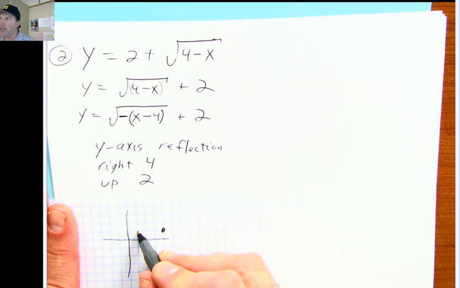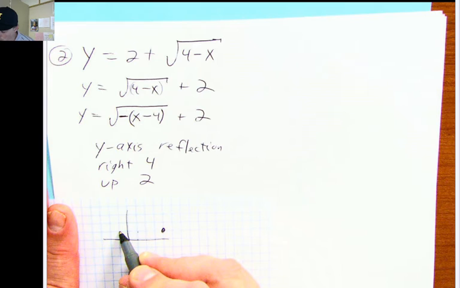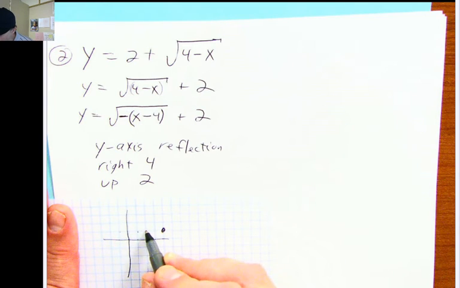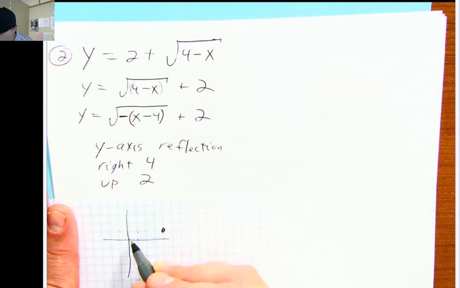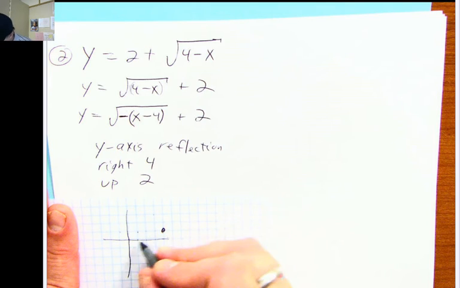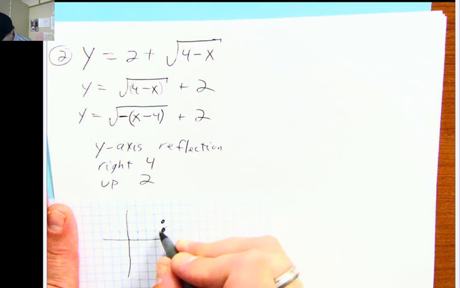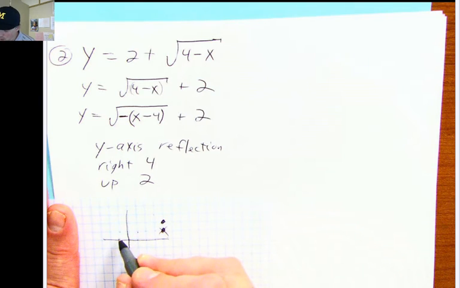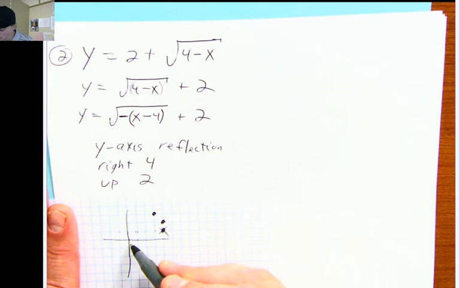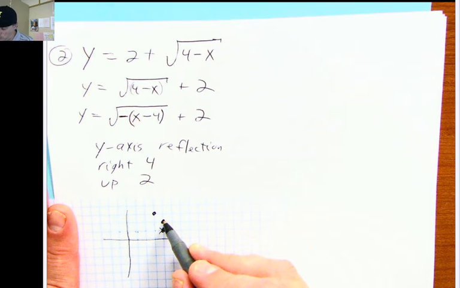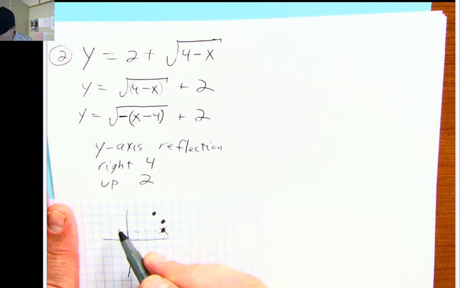1, 1, a y-axis reflection would put it over here, and then you go right 4, up 2. Oh, over here I want right 4, up 1. Right 4, up 2. That's the wrong dot. Sorry, start over. 1, 1, I do a y-axis reflection, then right 4, 1, 2, 3, 4, up 2. Okay, that makes sense. And then there is the point 4, 2. I would do a y-axis reflection on that, making it negative 4, 2, then right 4, and up 2.